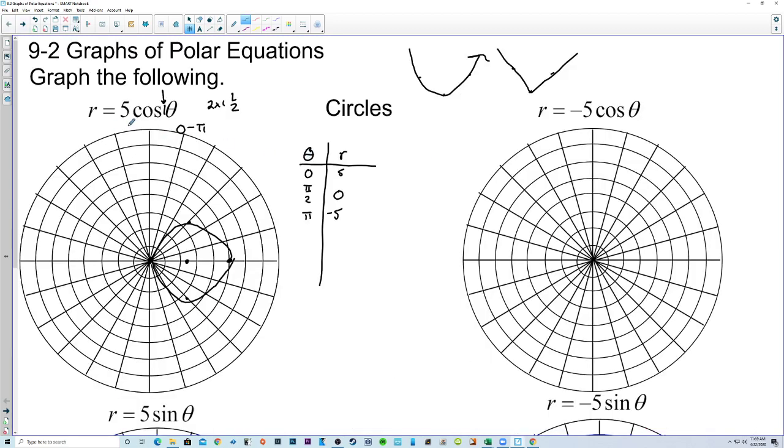So now cosine affects the x. That's why the circle's bubbled off to the right along the x-axis. Now -5 cosine, I just know what that looks like. It has a diameter of 5, 1, 2, 3, 4, 5 over here, and there's a point at the pole, 2.5 somewhere up here, and then down 2.5 over here somewhere. So this would be the circle like that. And so that's bubbling off to the left because cosine affects the x, and -x is off to the left.